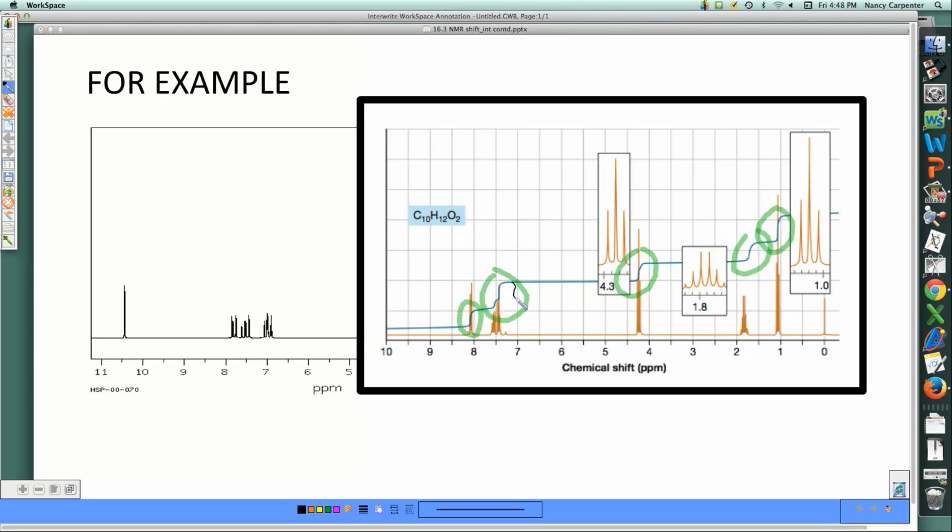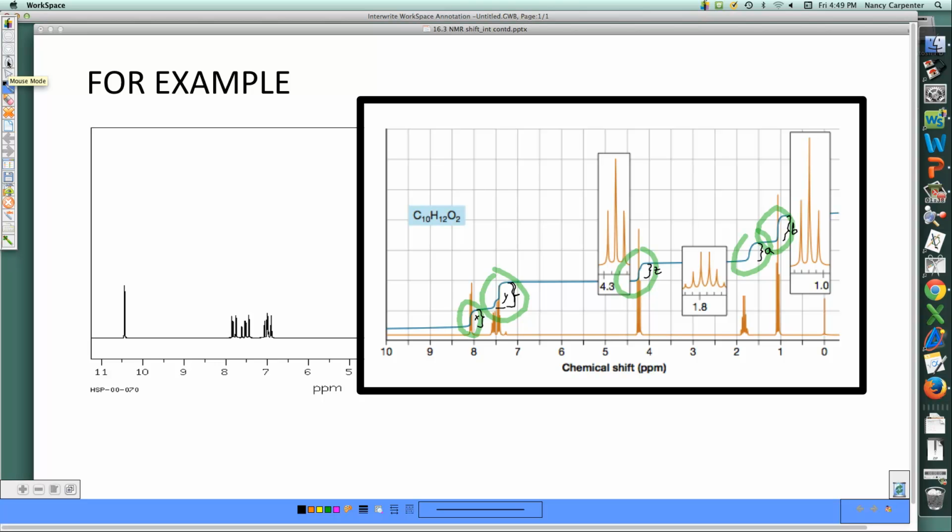The integral is, as I've mentioned earlier, this distance from here to here. So for each set of peaks, you can see there's an integral trace. I've got a value x here, a value y, z, and that's going to be a, that's going to be b. Each one of these distances from bottom to top is going to tell me how many hydrogens are associated with each one of these 1, 2, 3, 4, 5 signals.